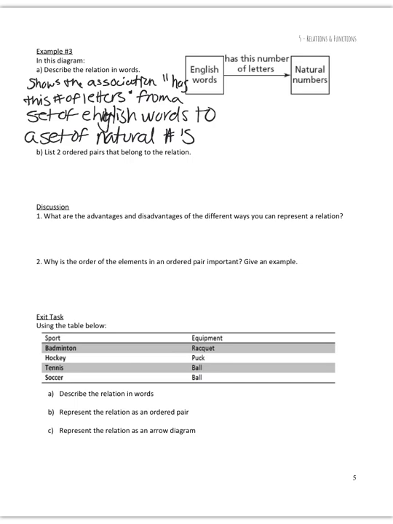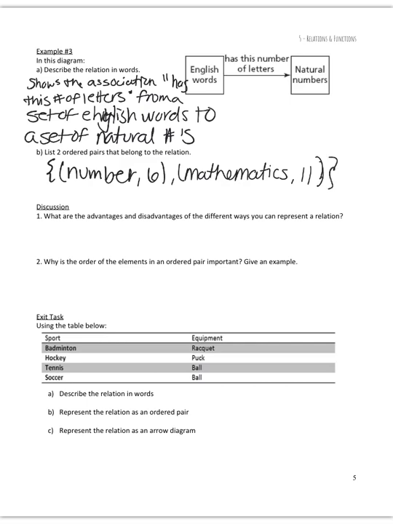So list two ordered pairs that belong to this relation. You could write any two words. I chose number, which has 6, and mathematics, which has 11. Okay, finish that, and then swirly bracket on the outside.